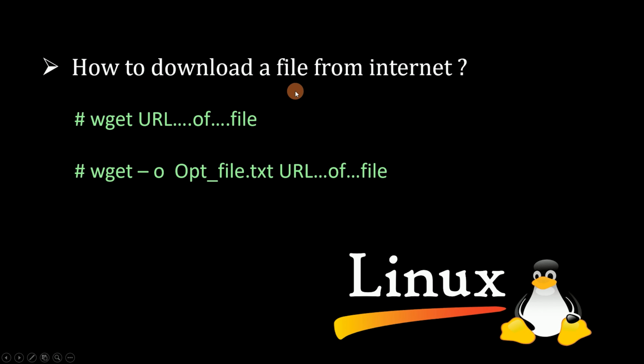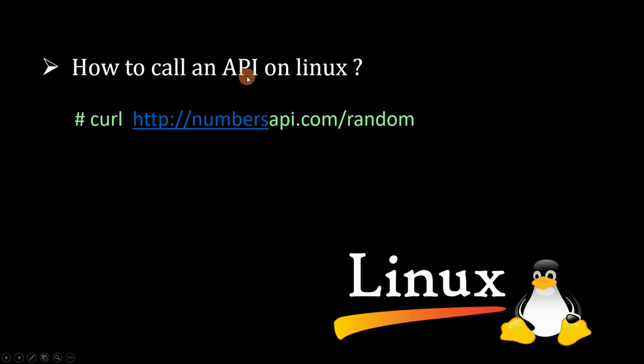How to download a file from the internet? For that you can use this command, wget and the URL of the file, or wget -O and then the URL of the file. You can just simply run that. As of now, to be very true, I do not have any URL, so I will not be able to show you, but this command will work for sure. wget -O and then the URL of the file, package or whatever file you are trying to download, it will be downloaded on your system.